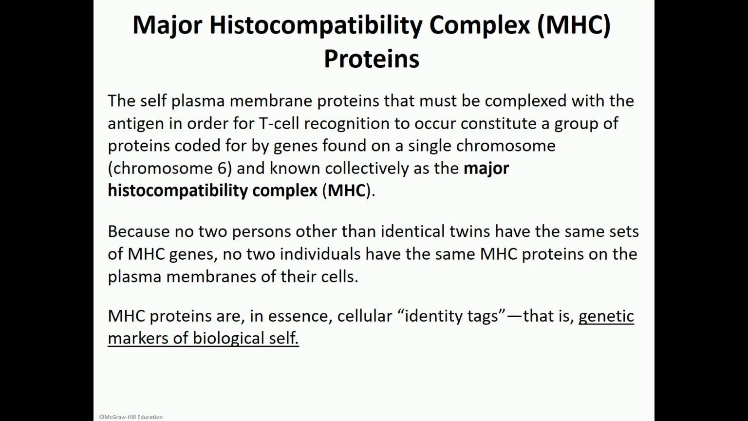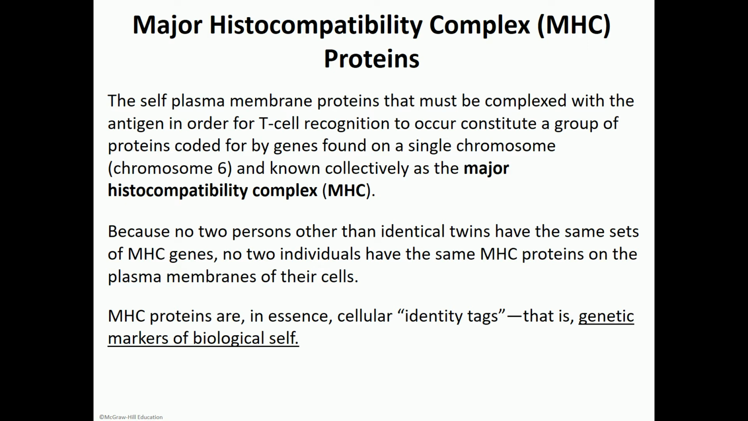These proteins are coded by a gene found on chromosome 6, and we all have unique MHCs. None of us are identical unless you have an identical twin. This is how our immune system knows that this is a self cell, my cell, and I'm not supposed to attack it, but it has the ability to recognize an MHC of a foreign cell and attack that one.